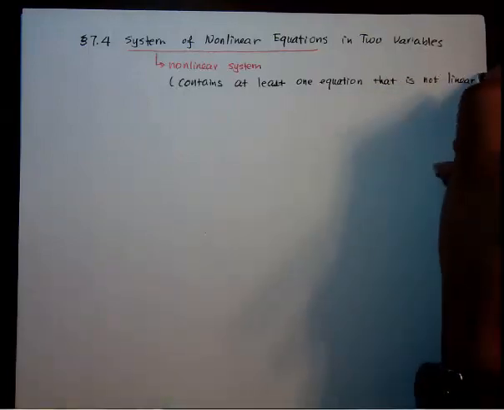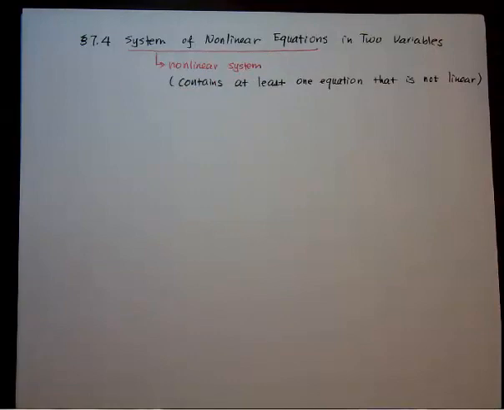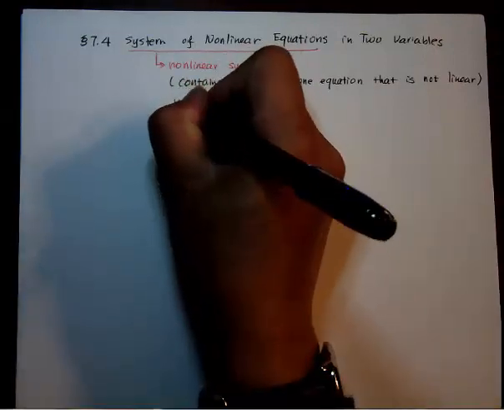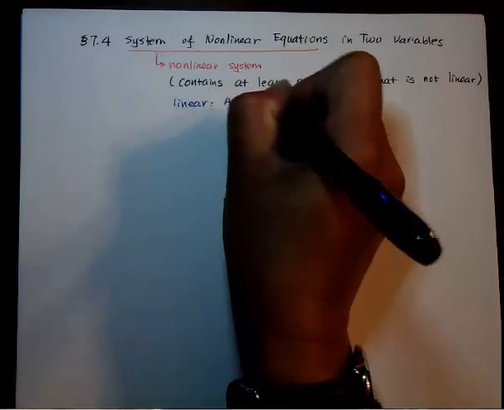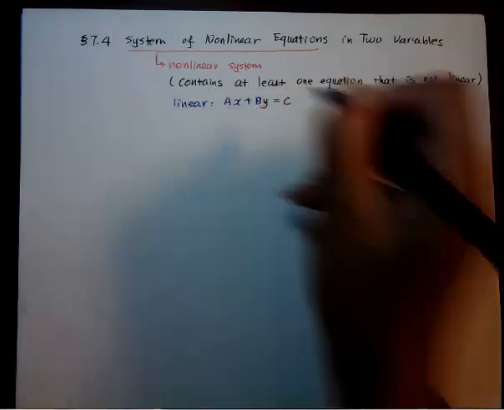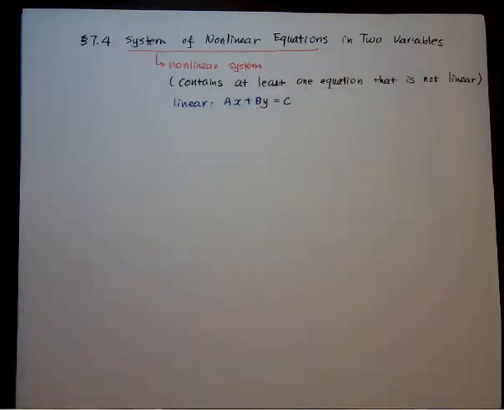So what is a linear equation? Let's recall. A linear equation is an equation that can be written in the form ax plus by equals c, right? So nonlinear means you have an equation that cannot be written in this form.